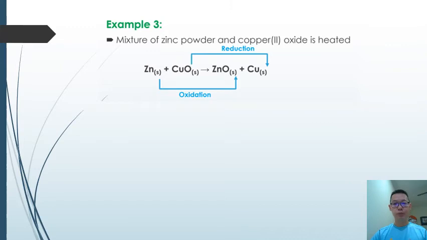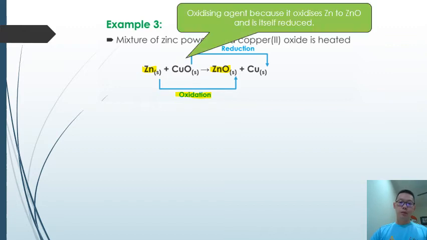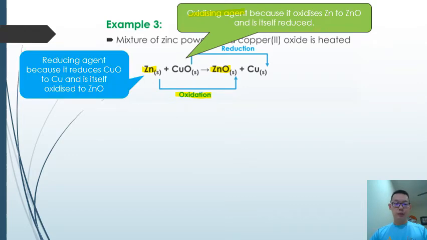Let's look at example 3. In this reaction, zinc is oxidized to zinc oxide because zinc gains oxygen. Copper 2 oxide acts as an oxidizing agent because copper 2 oxide oxidizes zinc to zinc oxide by donating the oxygen to zinc. And zinc acts as a reducing agent because zinc has reduced copper 2 oxide to copper.